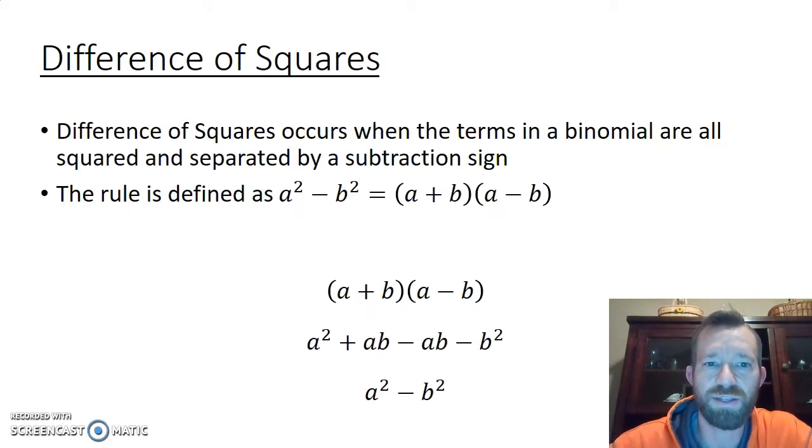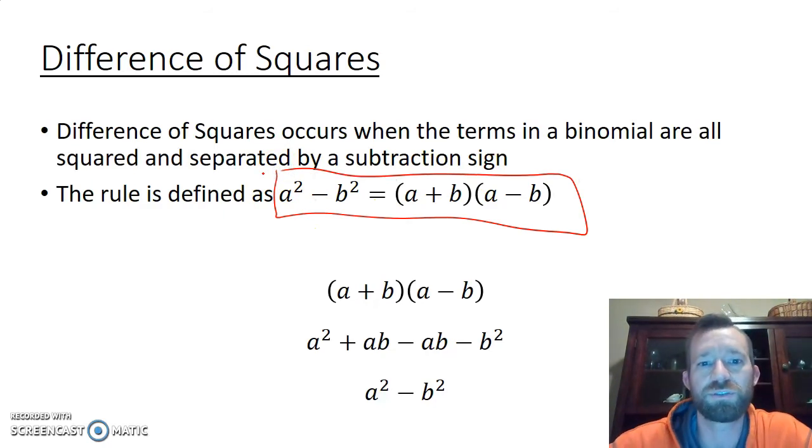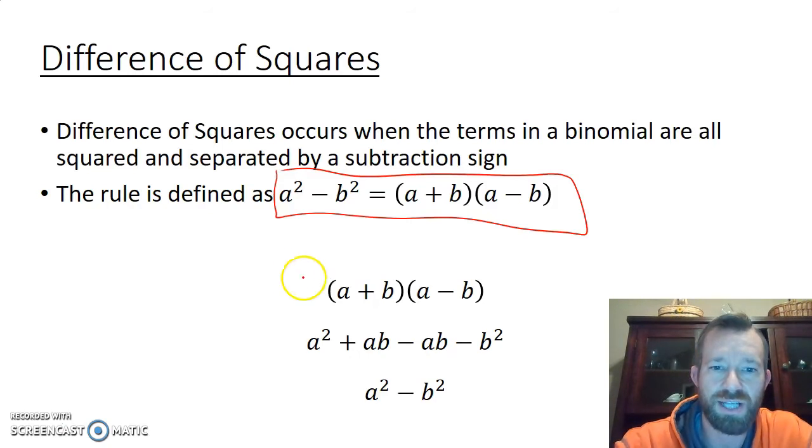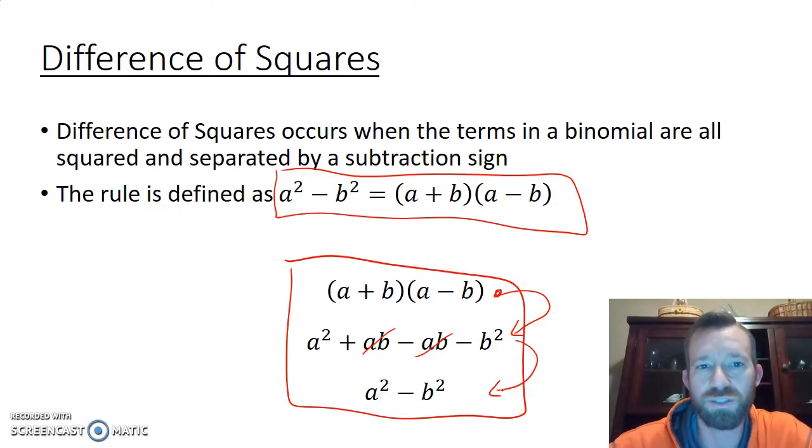Difference of squares is another method, pretty common. Here's the rule that the book will give for factoring. And this is just kind of a FOIL process to show you why this works. If you take the answer and FOIL it, you get these terms. Well, you notice these two middle terms cancel out, and you're just left with a squared minus b squared. So that's why it works.